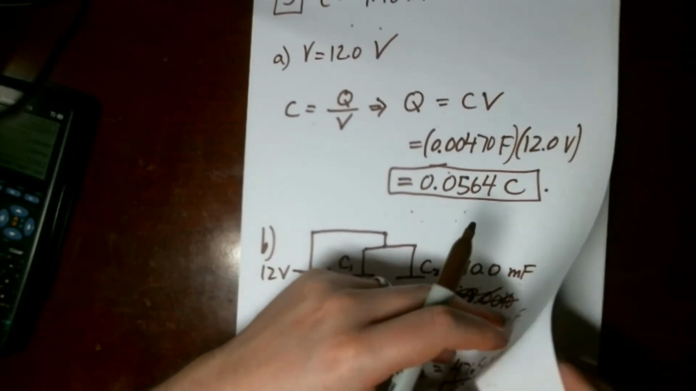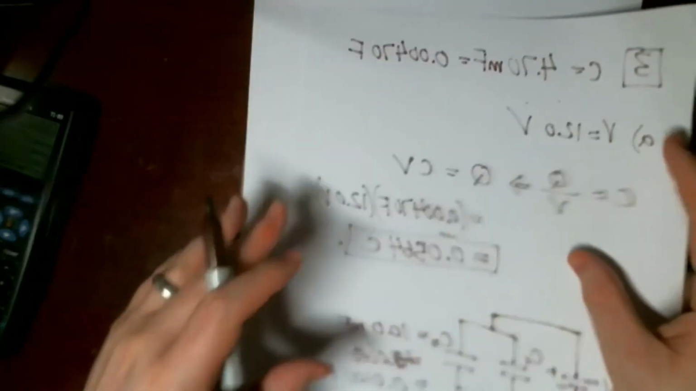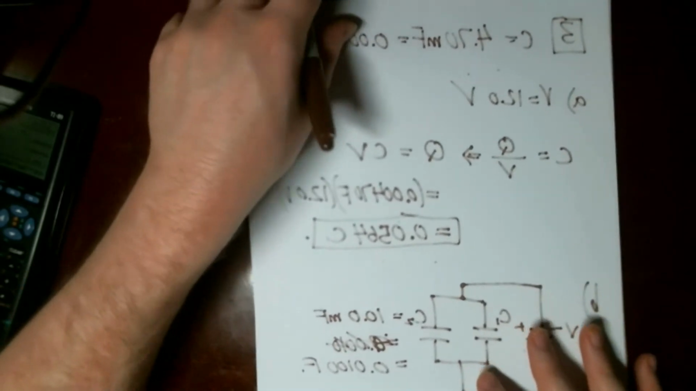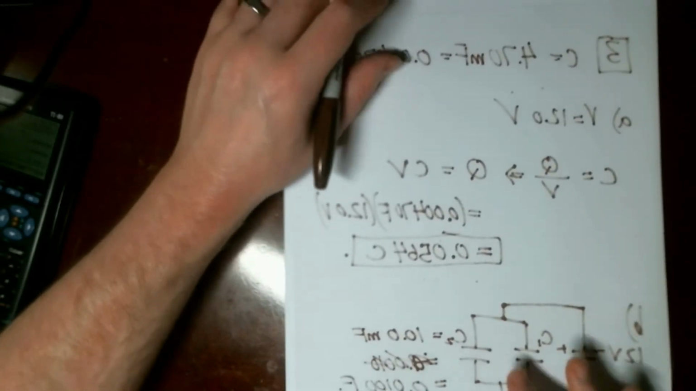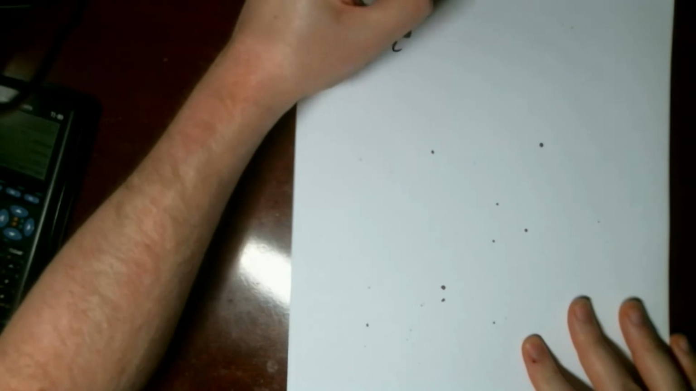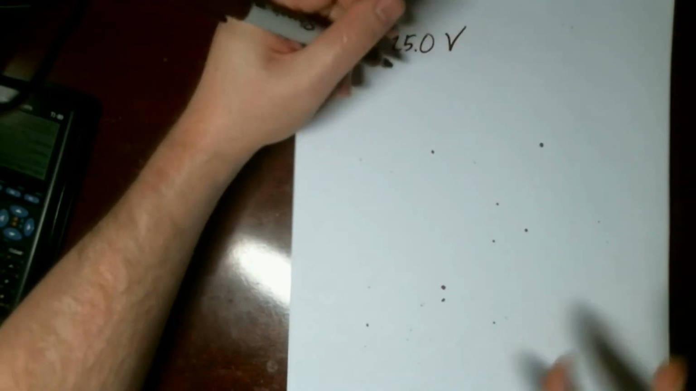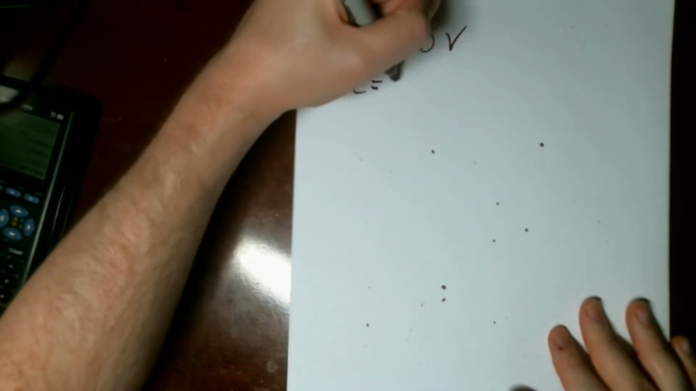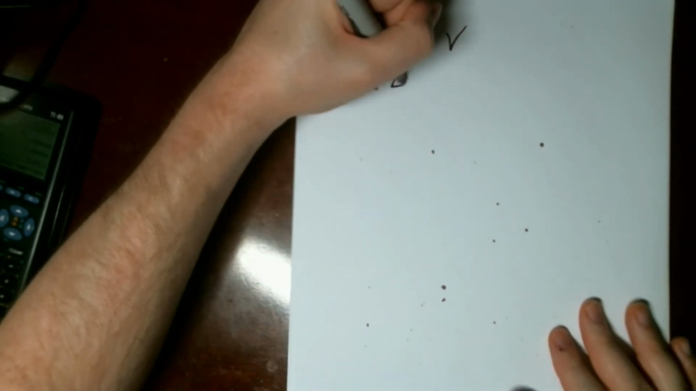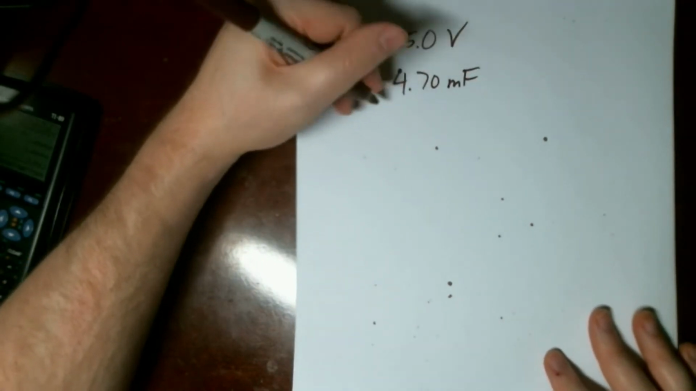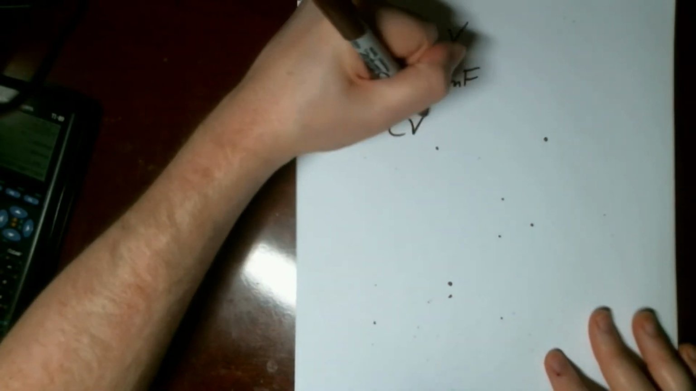All right, for part C, if we change out the 12-volt battery for a 25-volt battery, we want to find the charge stored in our original capacitor. So I'll just start on the page. All right, so let's see. V now is 25 volts. And we still have a capacitance of 4.7 millifarads. So again, Q equals C times V.